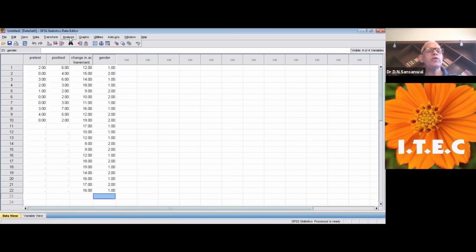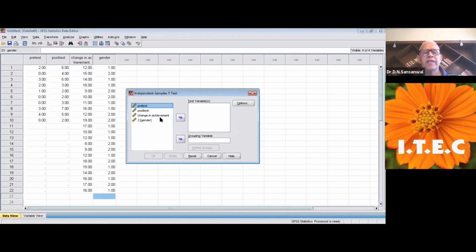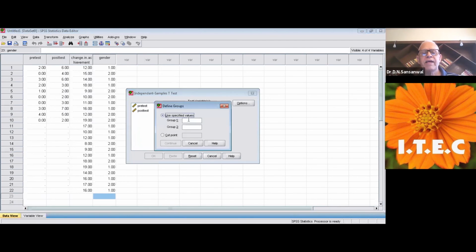And then you go to Analyze, then Compare Means, and then Independent Samples T Test, because now male and female are not paired. They are independent. Male is independent and female is independent. Now you want change in achievement as the test variable and gender as the grouping variable. So you write 1 and 2. 1 means male, 2 means female.